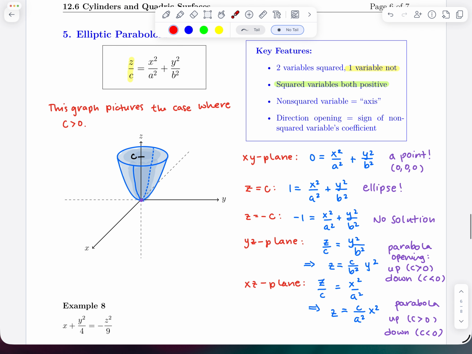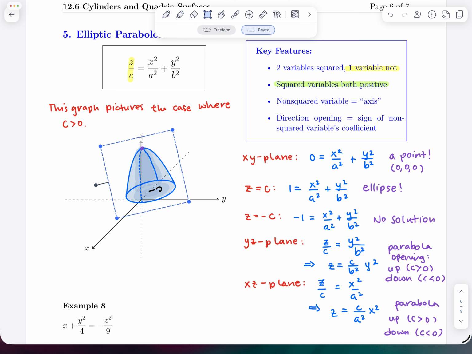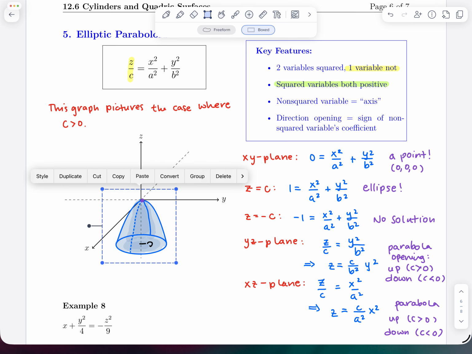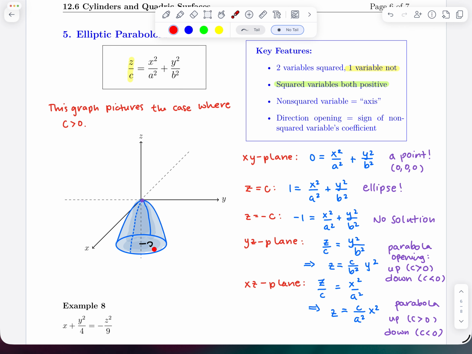Now again, I had said that this is the graph of the case where c is greater than 0. If c was less than 0, basically what would happen is you would get a rotation of this picture, and it would be down here instead. In this situation, because c is less than 0, all of these parabolas in my traces would be opening down. And this would still be labeled down here. This would still be the value c. It's just that there would be a negative sign implicitly in the value of c.